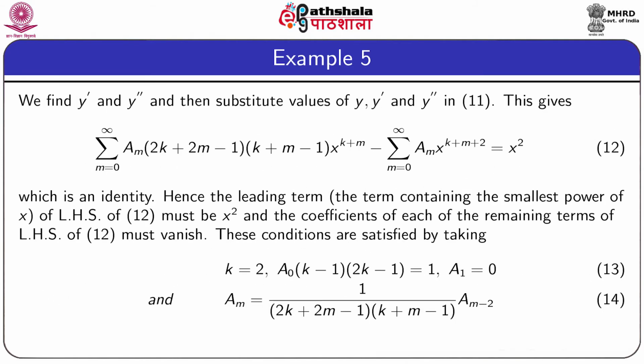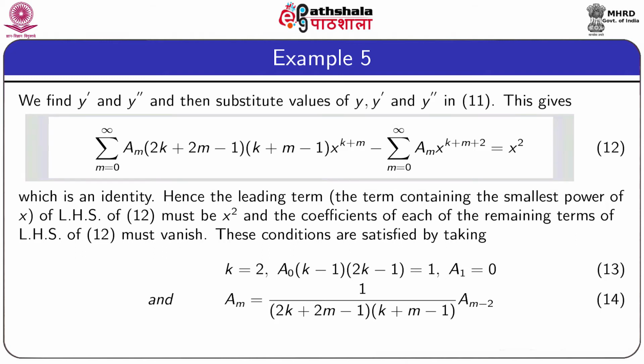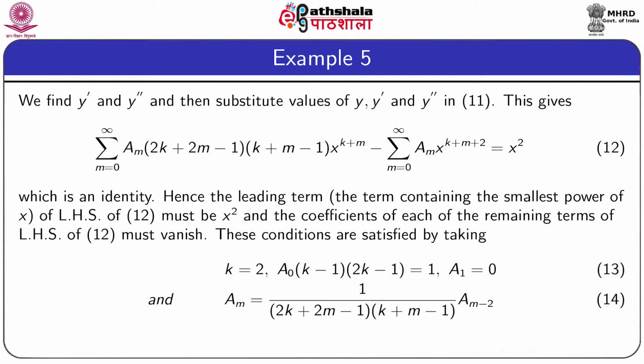We differentiate twice, and then substituting the values of y, y dash and y double dash, we get summation m equal to 0 to infinity a_m (2k plus 2m minus 1)(k plus m minus 1) x to the power k plus m minus summation m equal to 0 to infinity a_m x to the power k plus m plus 2 equal to x square.